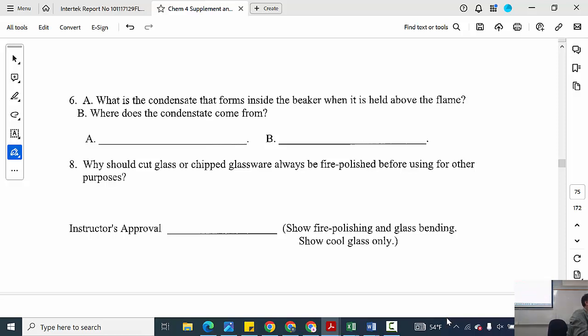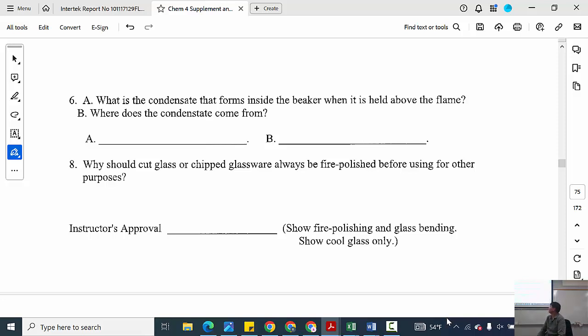Let me cool it down. Once it gets warm enough, the fog evaporates. Let's try it again. Do you see the fog inside the beaker? Yeah? Okay. What's happening is steam. Steam is being produced in the flame, and when the steam touches the cold surface, it's going to condense into liquid water. And so what is the condensate that forms inside the beaker? Water, liquid water.